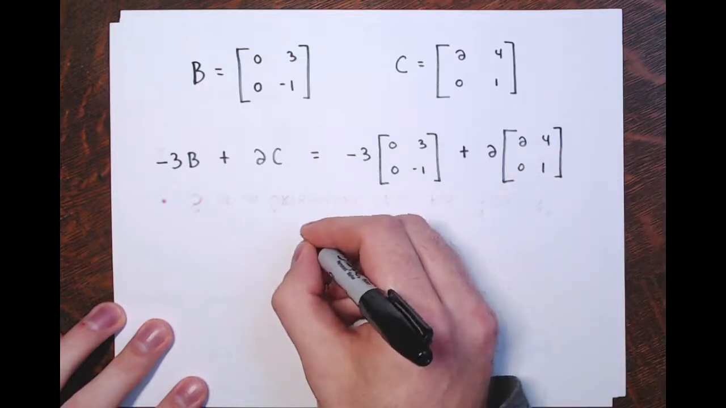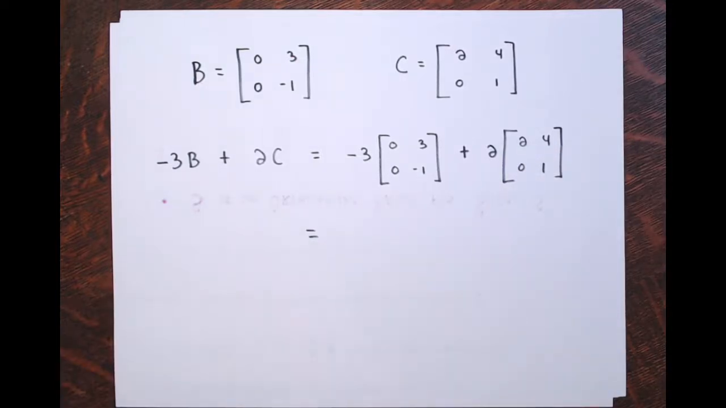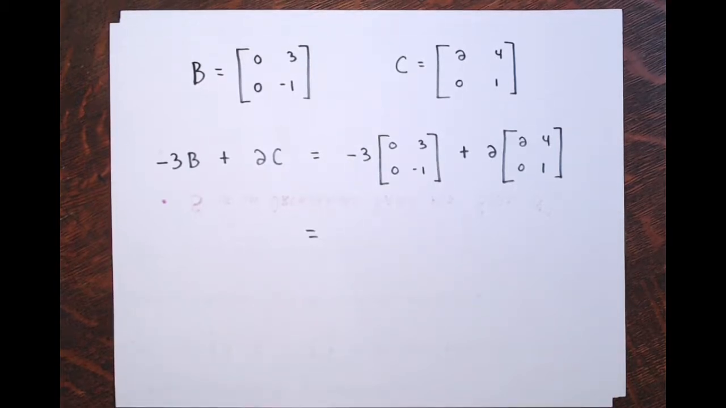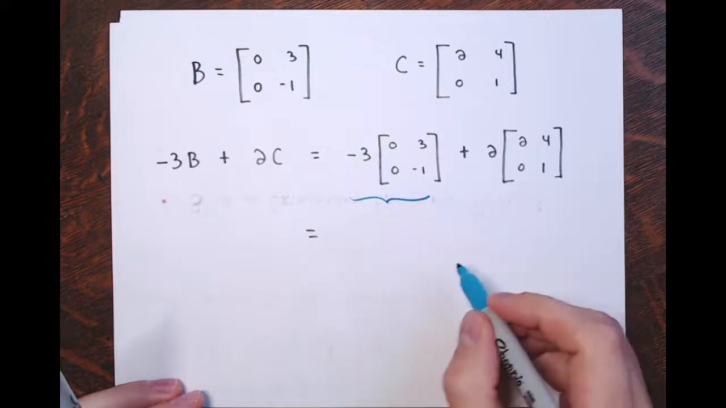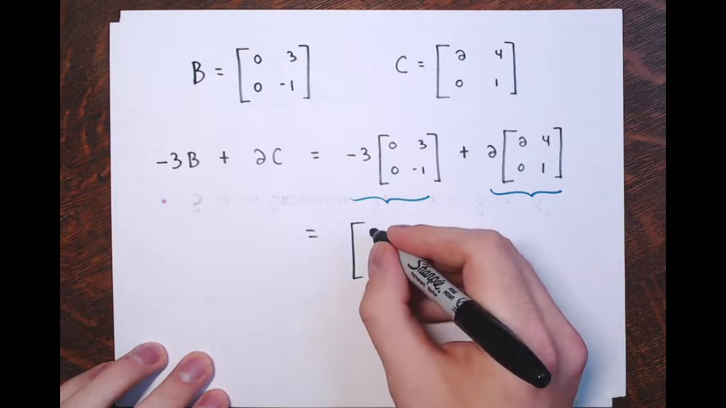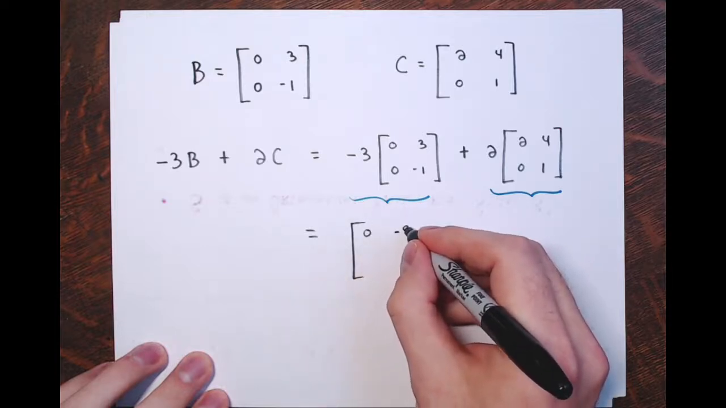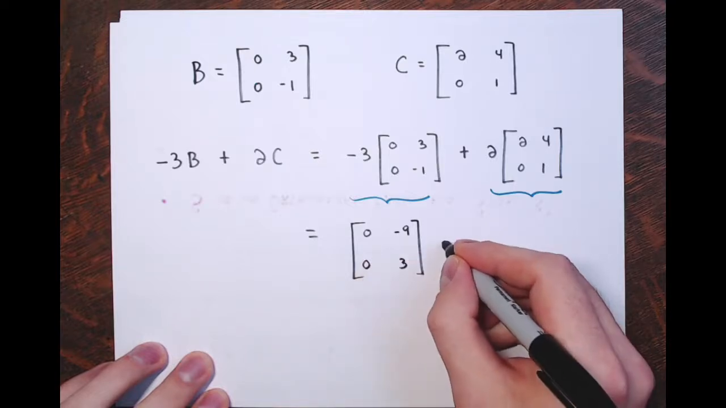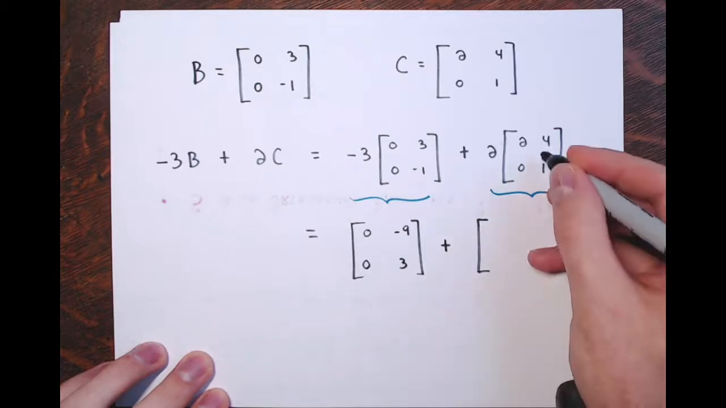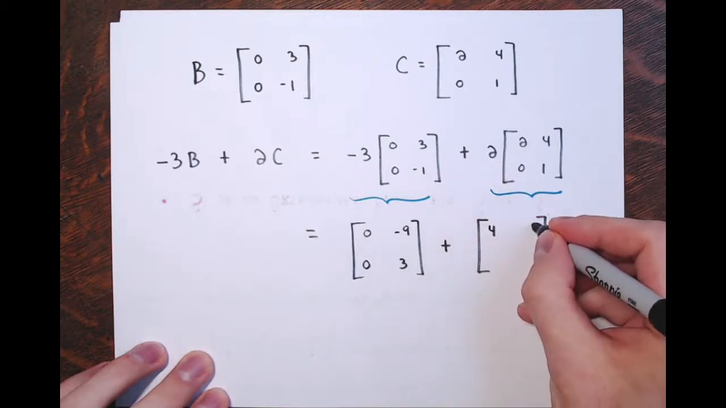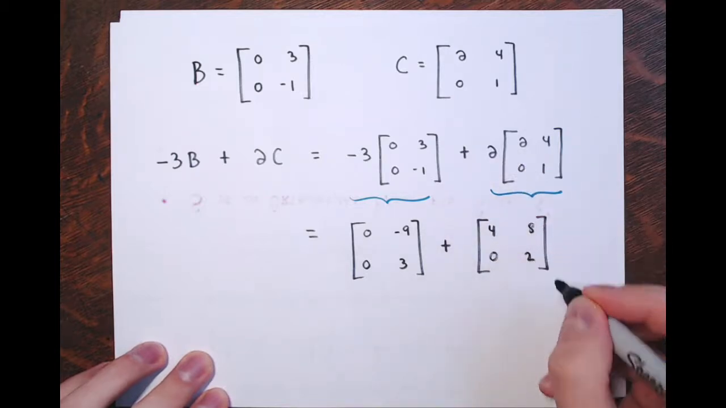And as I said earlier, it's just like order of operations in basic arithmetic. Perform your scalar multiplication first. So I'm going to do this multiple and then this multiple. So we have here 0, -3 times 3 is -9. 0, and then -3 times -1 is +3, plus, and then this scalar multiple is another 2 by 2. 2 times 2 is 4, 2 times 4 is 8. 2 times 0 is 0. 2 times 1 is 2.